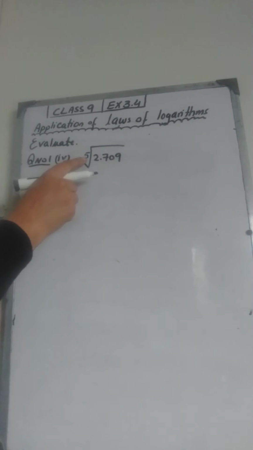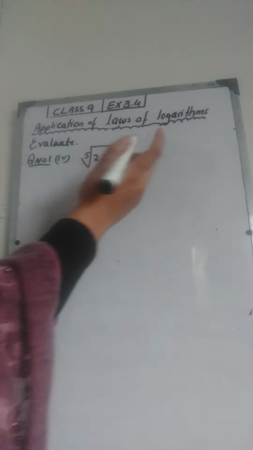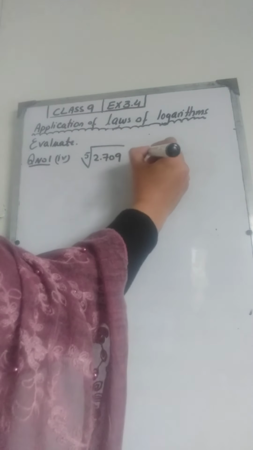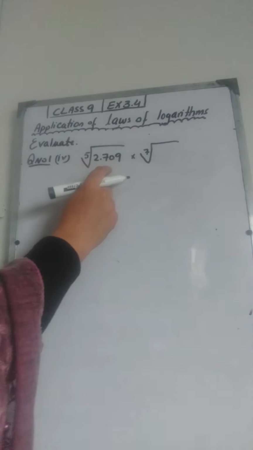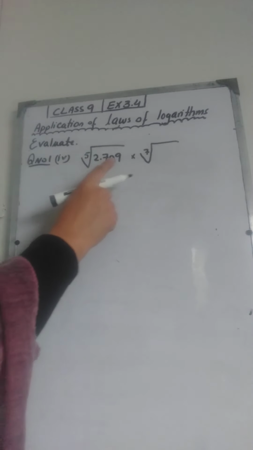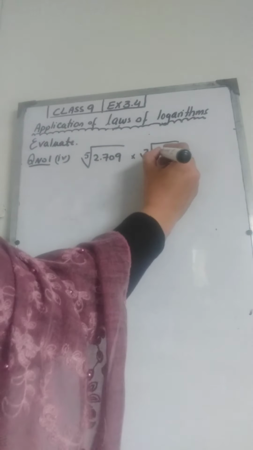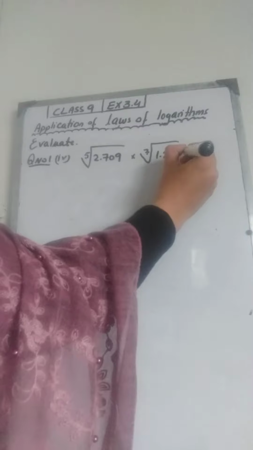Okay, the next question that we are going to practice is question number 1, part 4. 2.709 and 5 here is written in the index, it is in the exponents. This will go to the exponent. 7, this is not a product of 5 and this number, but it's actually the index in this case. 7 is also the index. So we are going to first change this expression into exponential form, and then we are going to apply the laws which will make it very easy.